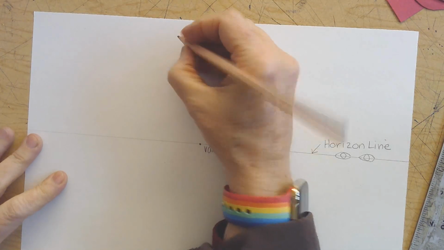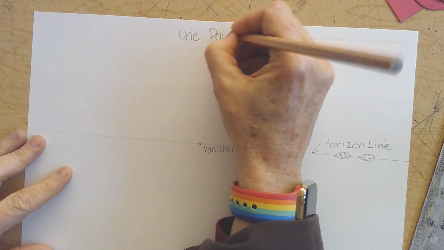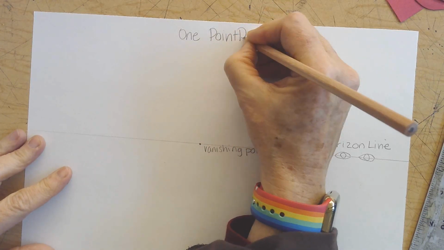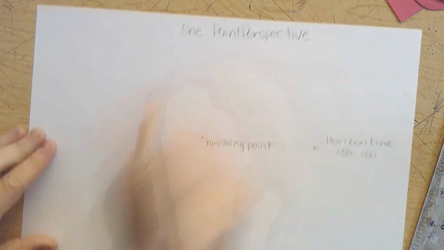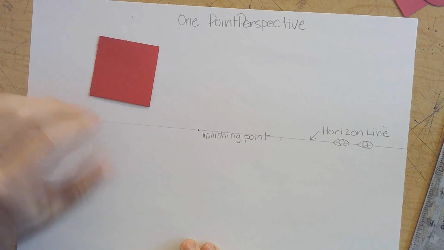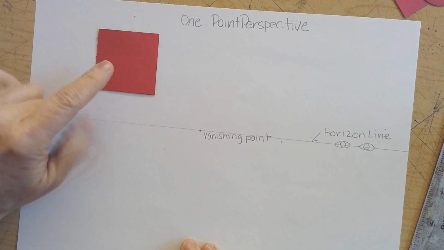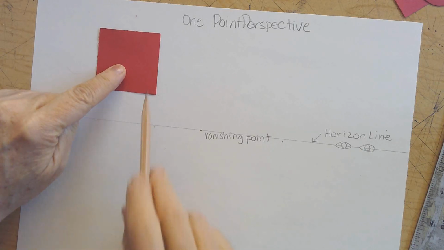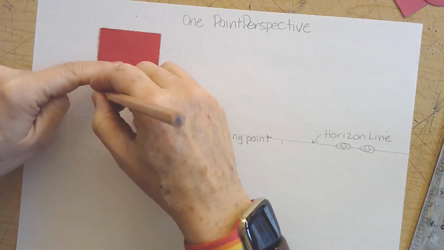Now, go ahead and title this 1 point perspective. And that is the technique of creating the illusion of 3D. So let's take this square, and we're going to put it above the horizon line to the left of the vanishing point. So we're going to just go ahead and trace that square.